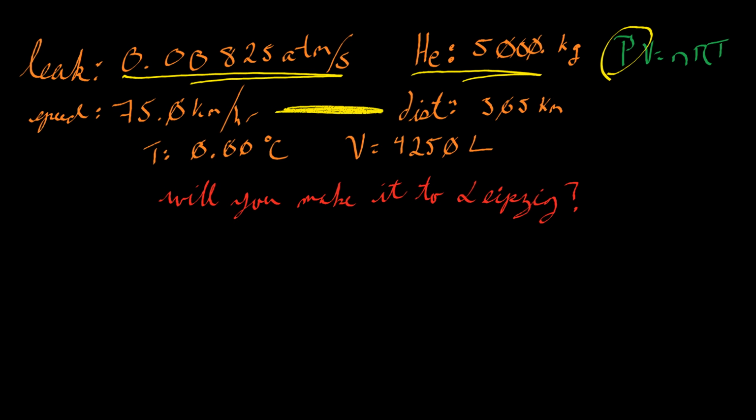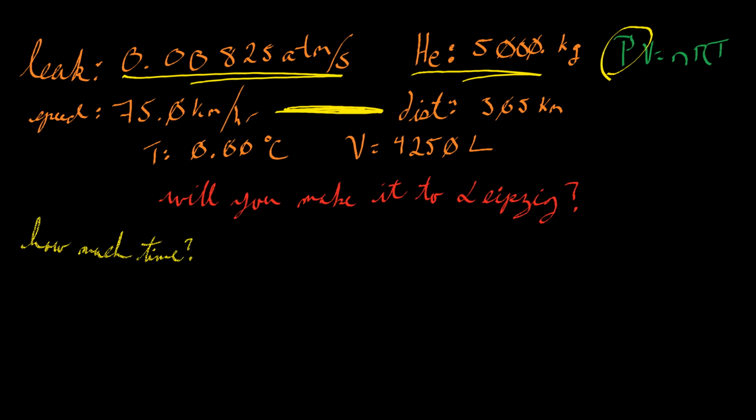We have a speed, how fast the dirigible is traveling at. A dirigible is a balloon. It's a zeppelin, a blimp. Yeah, those are all slightly different names for slightly different things, whatever. We have the speed it's traveling at. We have the distance that it needs to go to get to Leipzig.